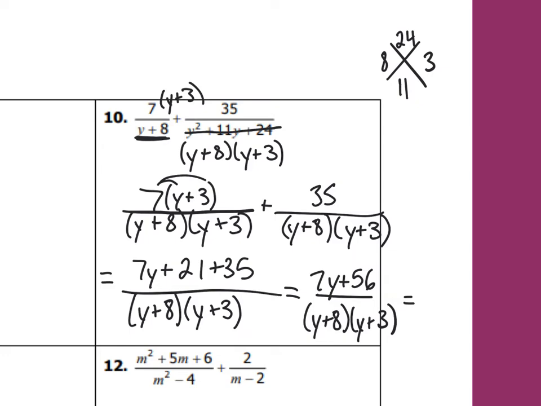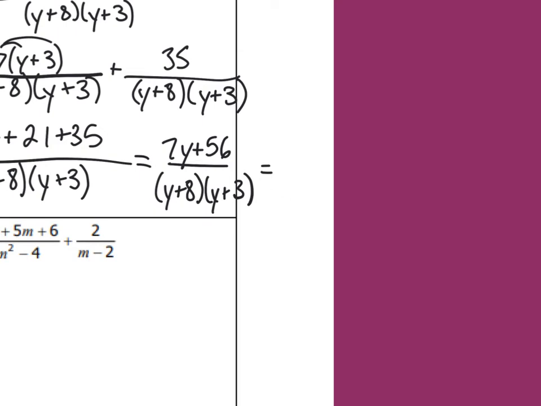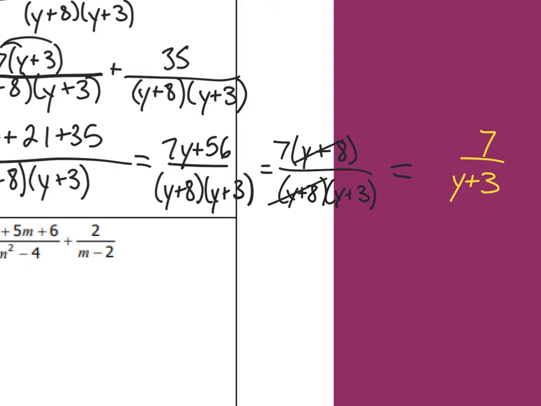Once you get good at these, you won't have to write out so many steps. But looking at the top now, is that fully factored? 7y plus 56? Probably not. What do they have in common? 7. And what does that become? 7 times y plus 8. Anybody see something that's going to happen here? The y plus 8s are going to cancel, and I'm left with 7 over y plus 3. Questions on that? Okay.